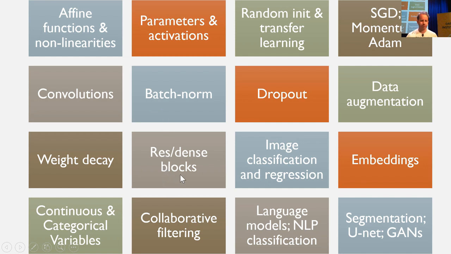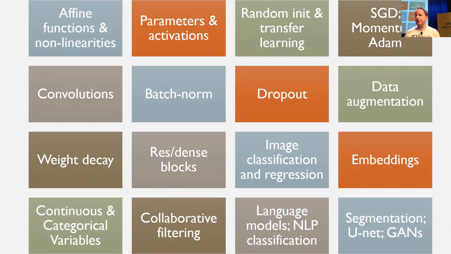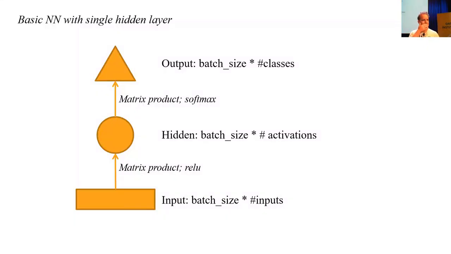And then today we've learned about res/dense blocks. We've obviously learned a lot about image classification and regression, embeddings, categorical and continuous variables, collaborative filtering, language models and NLP classification, and then segmentation, UNet, and GANs. So go over these things and make sure that you feel comfortable with each of them. If you've only watched this series once, you definitely won't. People normally watch it, you know, 3 times or so to really understand the detail. So one thing that doesn't get here is RNNs. So that's the last thing we're going to do, RNNs.